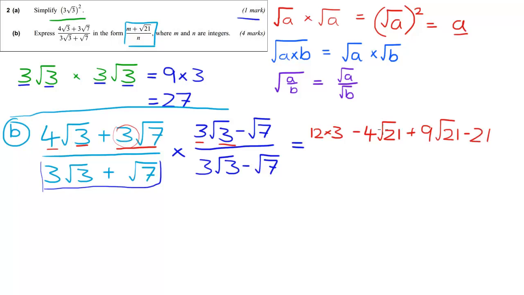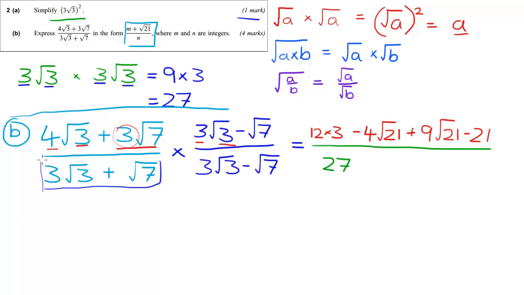Don't worry that the top of this looks quite ugly at the moment. We're going to sort that out in a minute. Let's move on to the bottom, and you can see why our little trick works. So we have 3 root 3 times 3 root 3. Well, we just did that up here. That's 27.